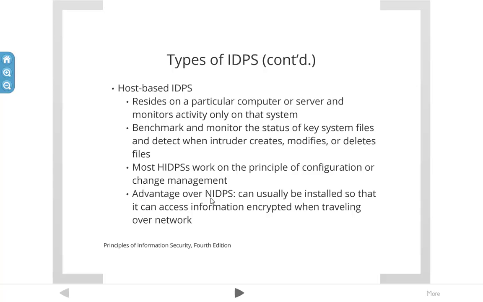The advantages over network detection systems: well, they can usually be installed so that they can access information encrypted when traveling over the network. So we talked about that. Usually the host-based IDPS are less expensive. Later on, we will use the Prelude IDPS, and it basically comes with Linux, right? So you can have the system sitting there and monitoring network traffic.